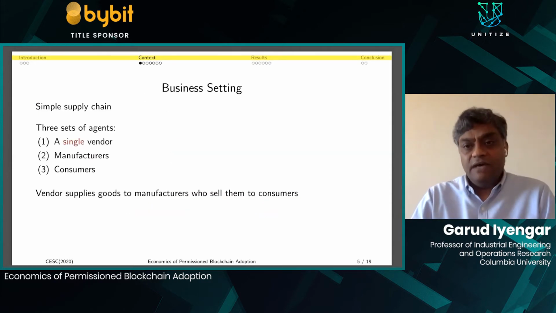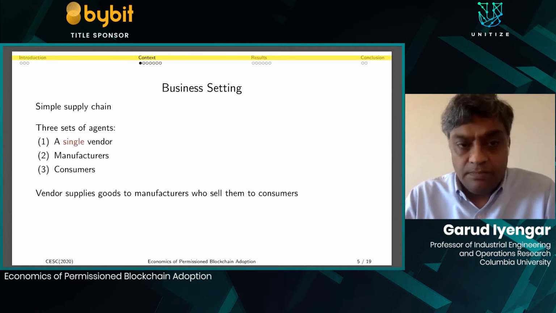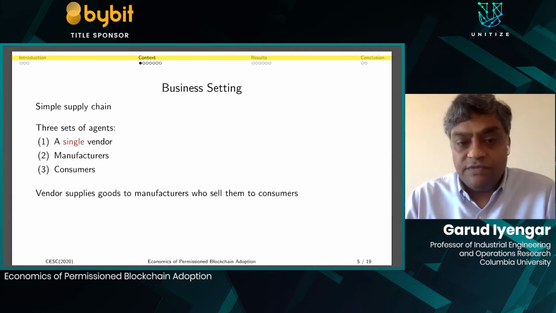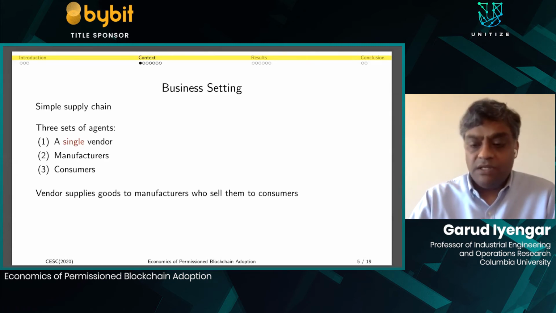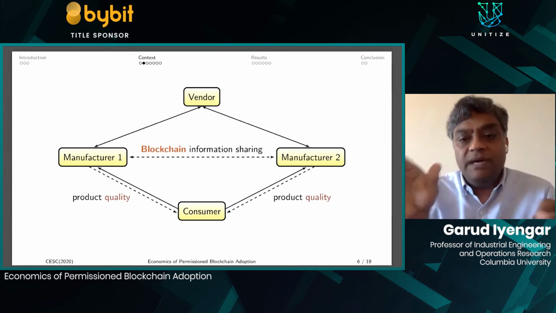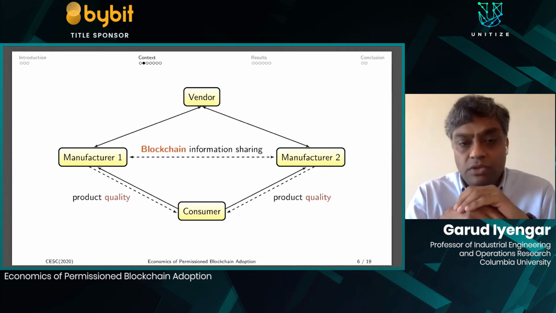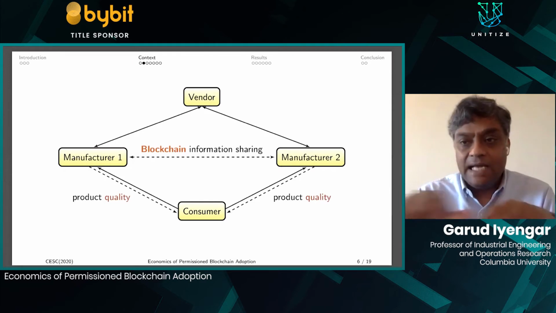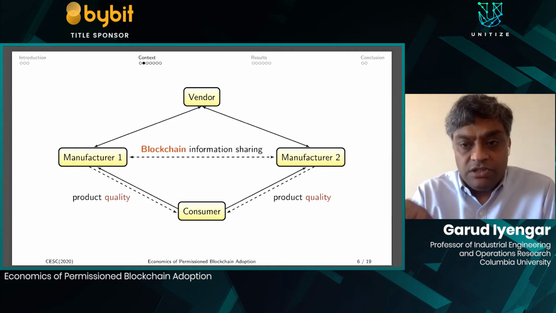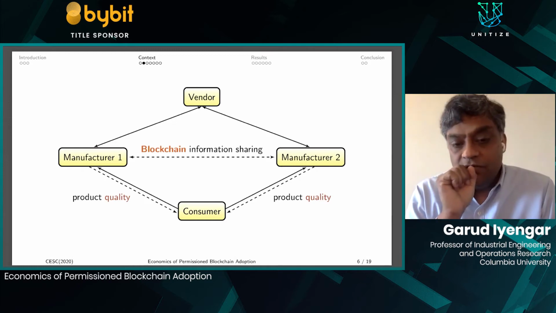So we're going to be looking at a very simple business setting. It's a simple supply chain. There's a single vendor, a bunch of manufacturers, and a bunch of consumers. And the network that we're thinking about is of this sort. A single vendor that serves all manufacturers. In this particular example, I'm only showing 2, but pretend that there are n different manufacturers. All of these manufacturers are competing for a bunch of consumers.